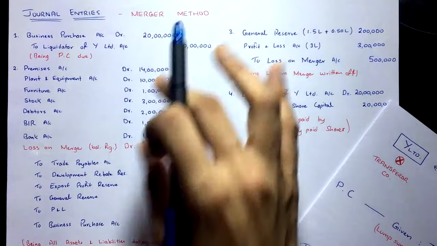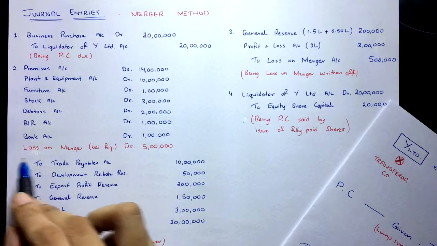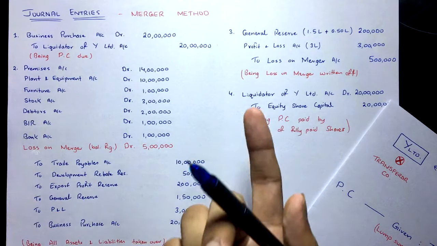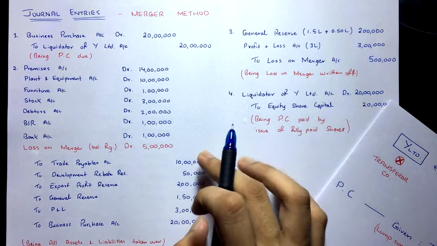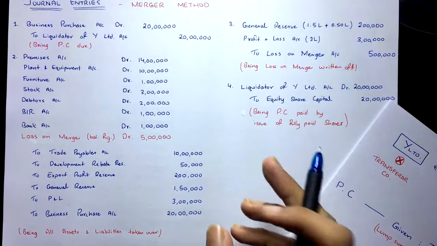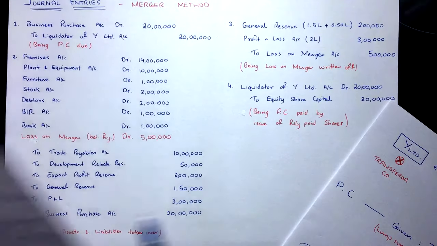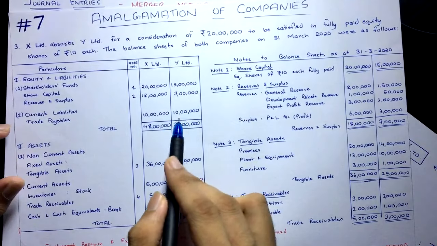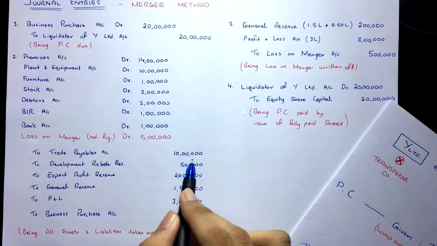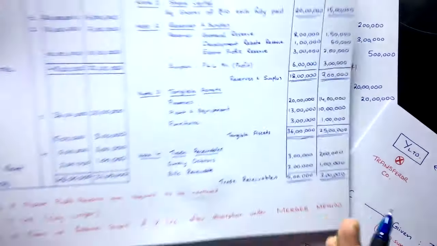Then what you have to do is leave one line. We don't know whether it is loss or profit on merger, so leave one line. We'll come to that later. And then take over all the liabilities. In the merger method, we take over all the liabilities. So see here, we have got liabilities. Trade payable is there, 10 lakh trade payable of Y Limited.